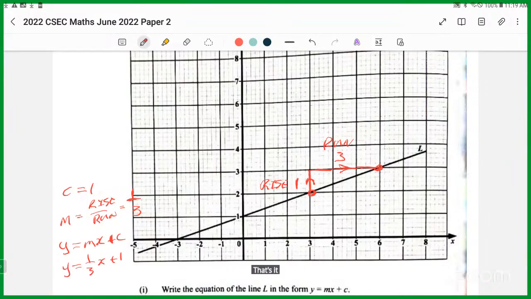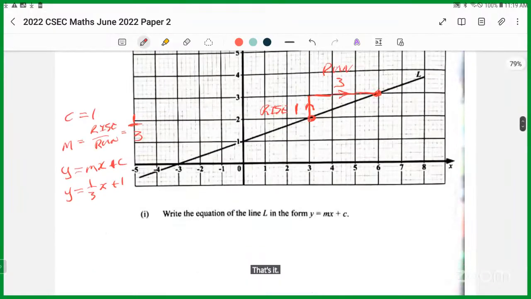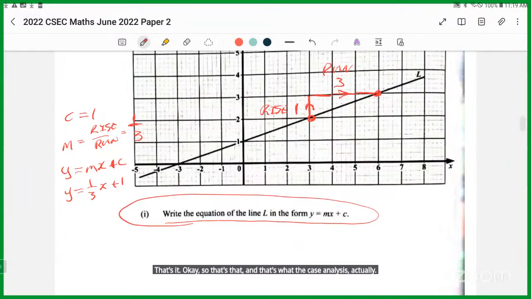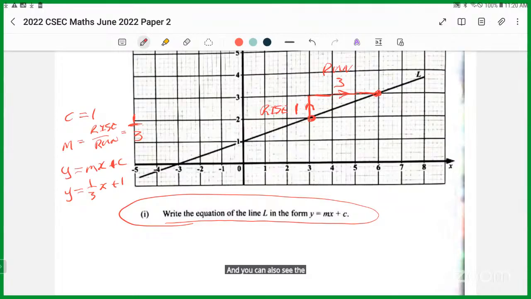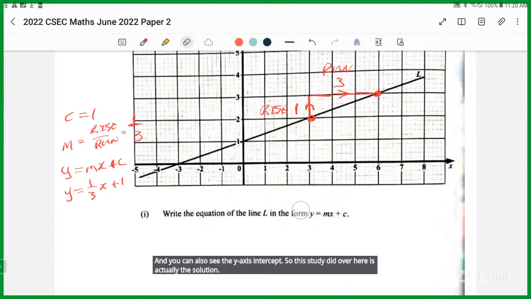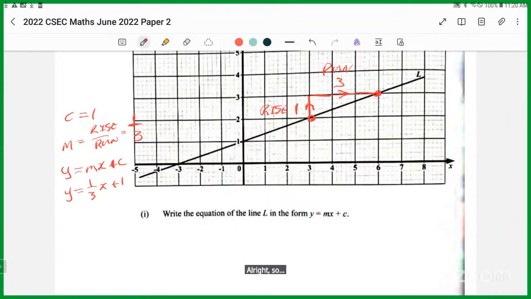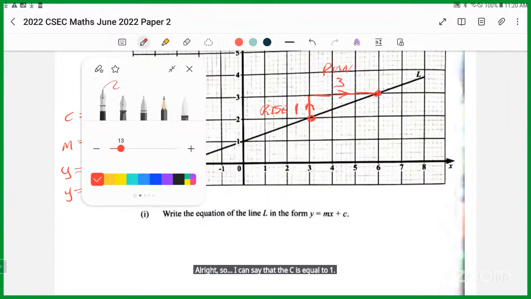That's it. That's what the question actually asks us: write the equation of the line. They say there's no calculation needed because you can count out the gradient and you can also see the y-axis intercept. So what I did over here is actually the solution. Right? So I can say that the c is equal to 1.